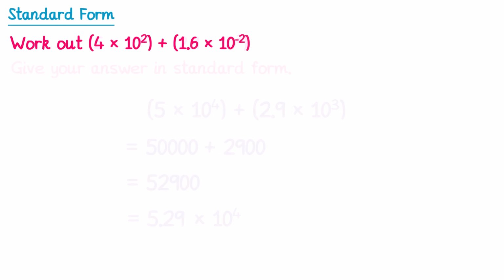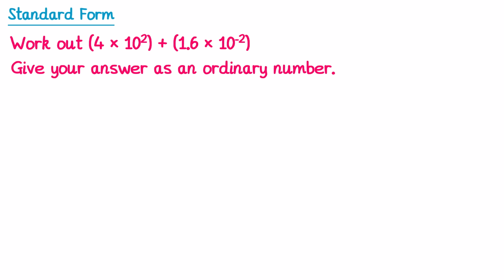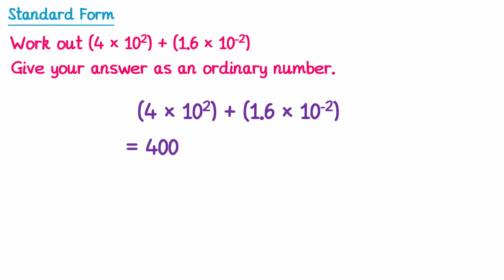Let's have a look at another one, and this time the question's slightly different. It does say give your answer as an ordinary number. So let's take the question and convert them to ordinary numbers first. So we've got 4 times 10 to the power 2, that's 400, and 1.6 times 10 to the power negative 2, which is 0.016. Since this wants us to give it as an ordinary number, we just add those together. So it's 400.016.